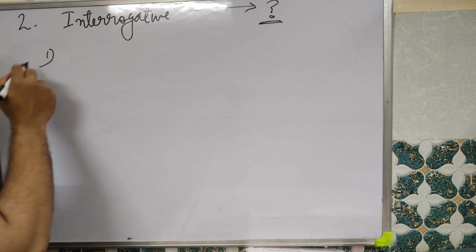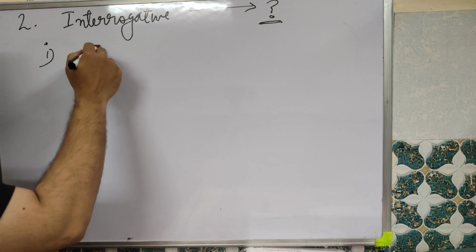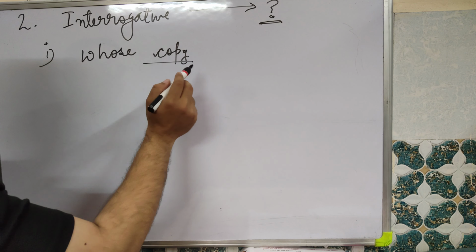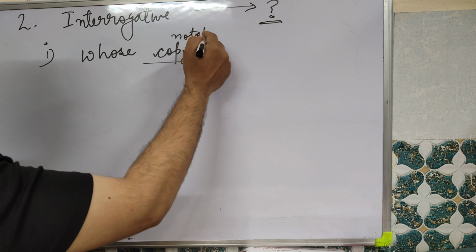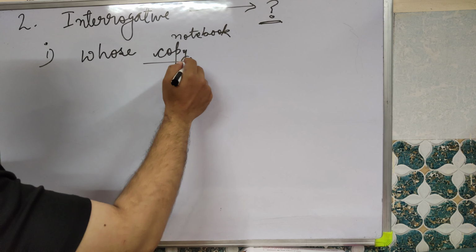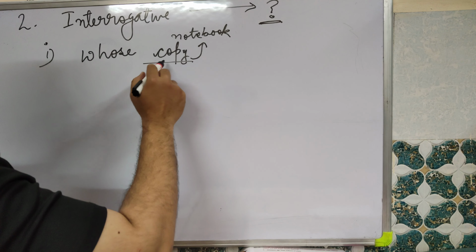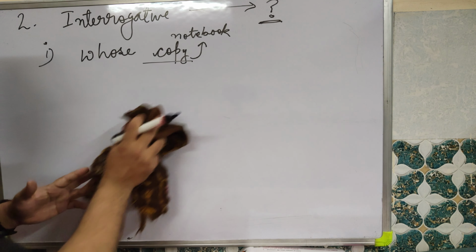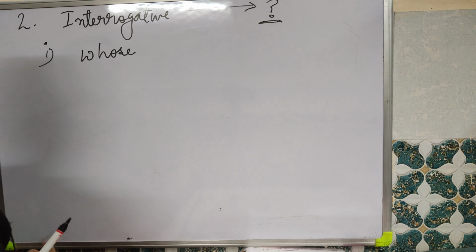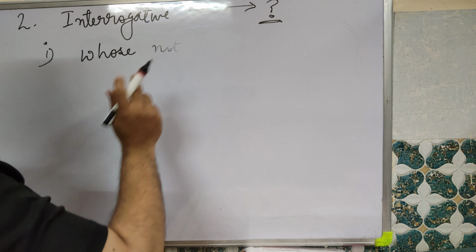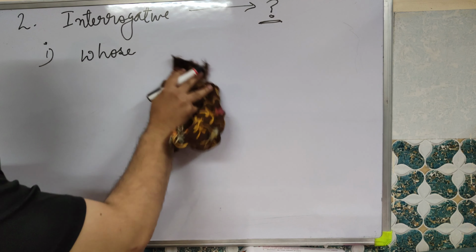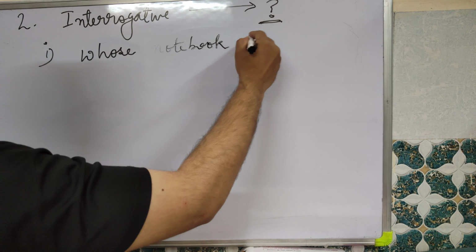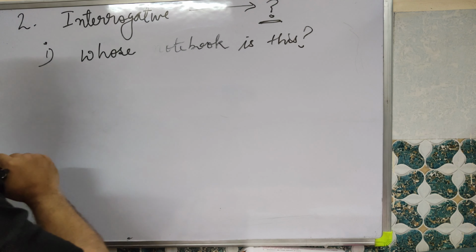Let's see an example over here. The first example is, whose copy is this? However, we should not use the word copy. Instead of copy, we should use notebook. Alright, this should be the perfect one. So I'm going to remove this copy over here, and rather I will write notebook. So, whose notebook is this? And a question mark.